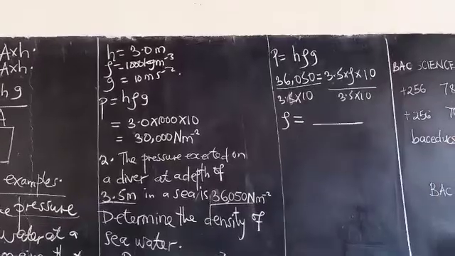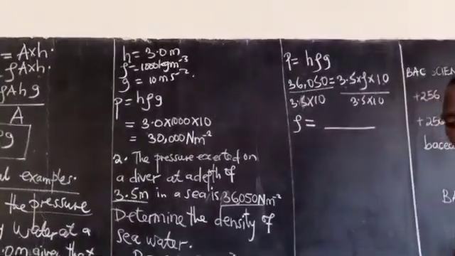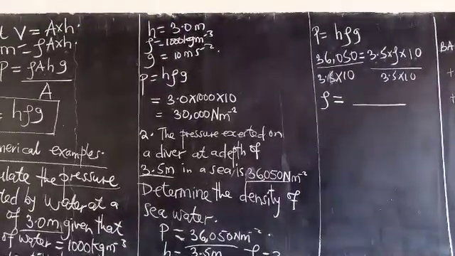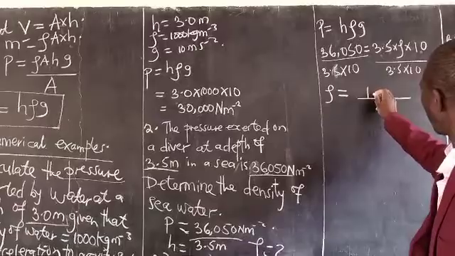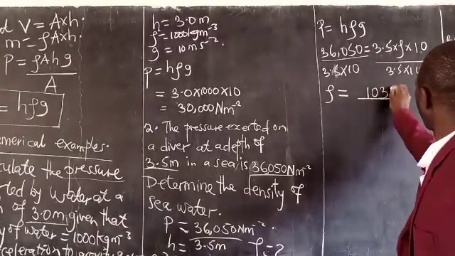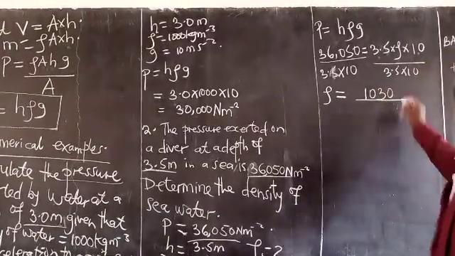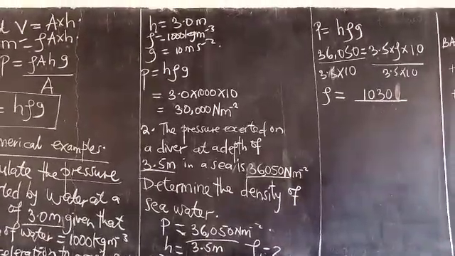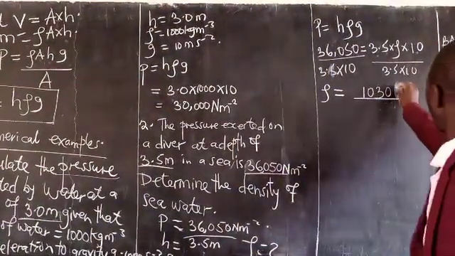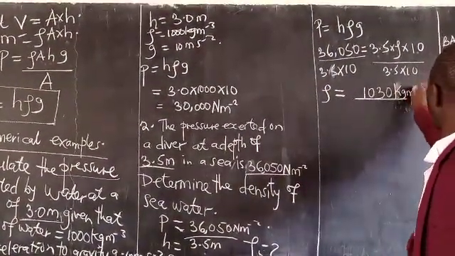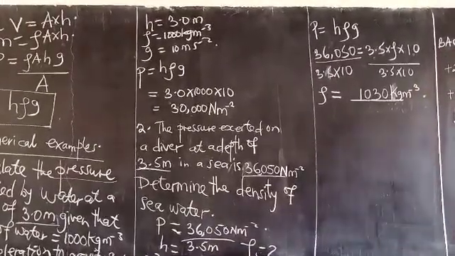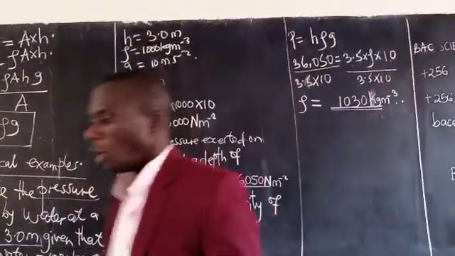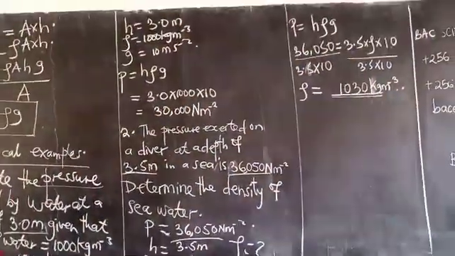do it please. If your answer is the same as mine, we shall move on. Mine is this. And I can decide to use density now. The SI unit of density is a kilogram per meter cubed. This one is giving us the density of sea water.